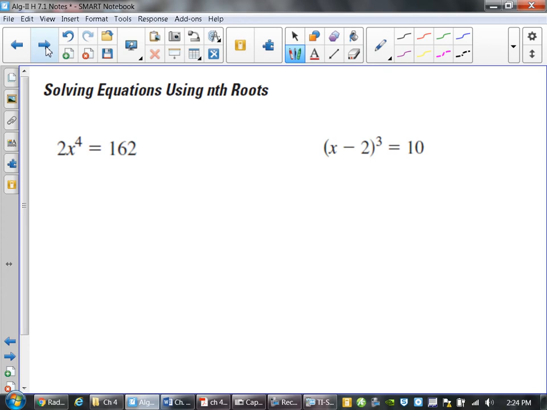Let's solve an equation with an nth root. So if I have 2x to the 4th equals 162, what do you think you're going to do first? Divide each side by 2. Good. So we divide both sides by 2. Now I get x to the 4th is 81.